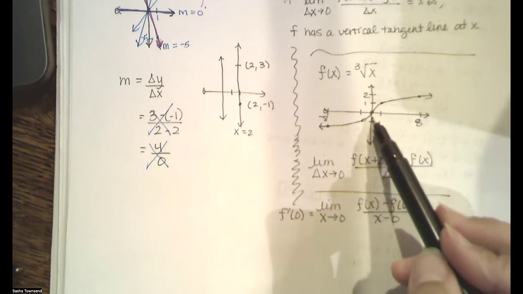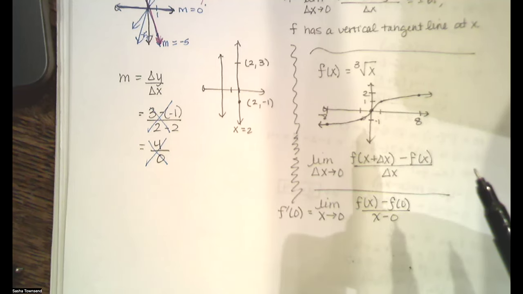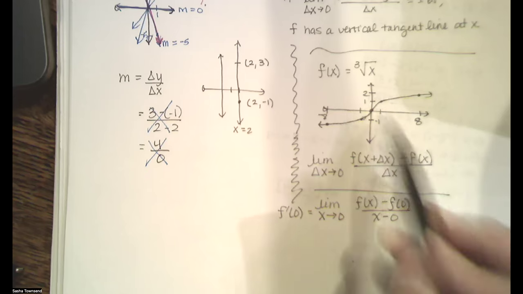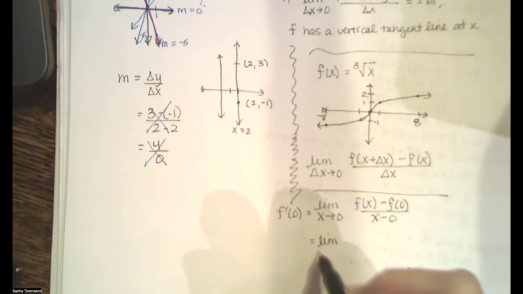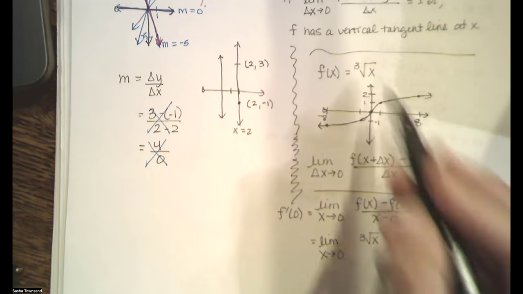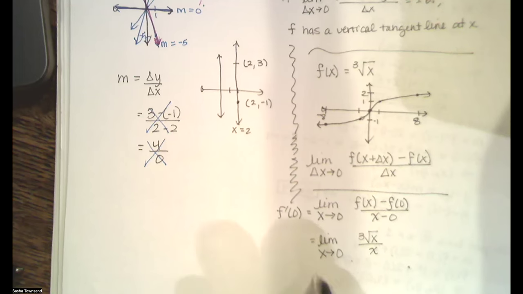The way I've drawn it, it looks like the derivative is 1, but it's actually a derivative of an infinite value right there, which is a little bit difficult to see. It might be easier to see on Desmos. So let's substitute in our function, the cube root of x. So I've got the cube root of x minus f of 0. Cube root of 0 is 0. And I'm dividing by x. Well, actually, this is very simple to evaluate.